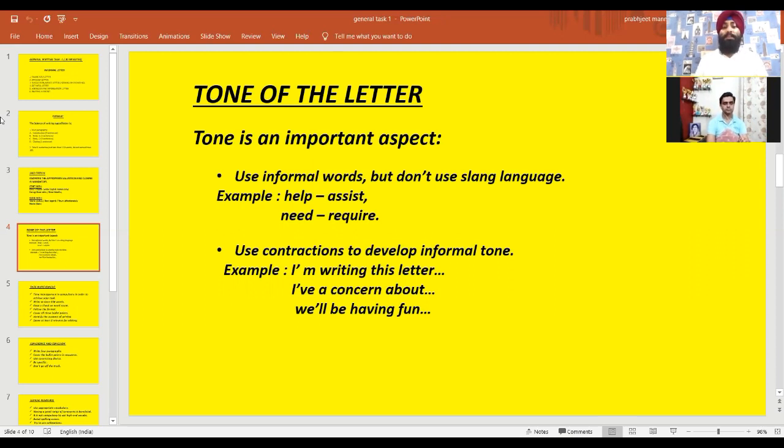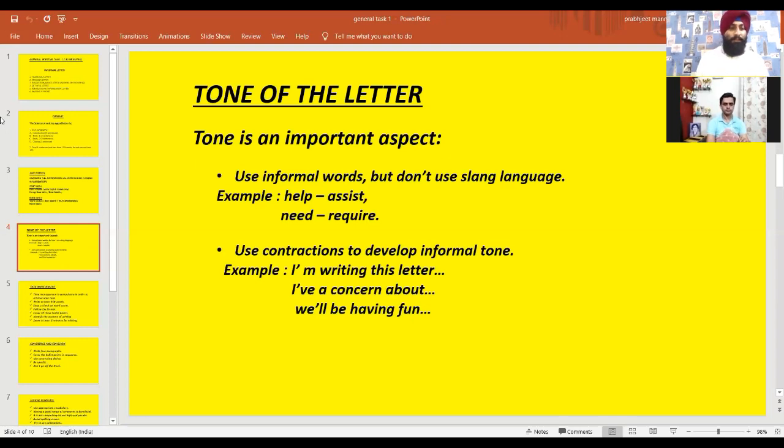The second thing is contractions. To develop an informal tone, you need to learn the contractions. See, I have mentioned 2 to 3 examples, like, I am writing this letter in this regard. I have a concern. So I have contracted I am, I have, we will be having fun, like that. So contractions are necessary.